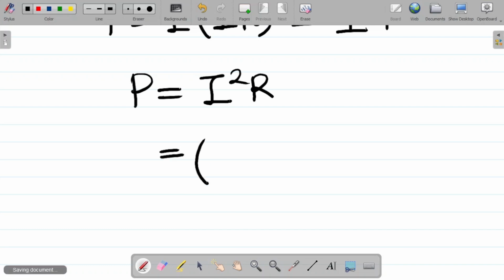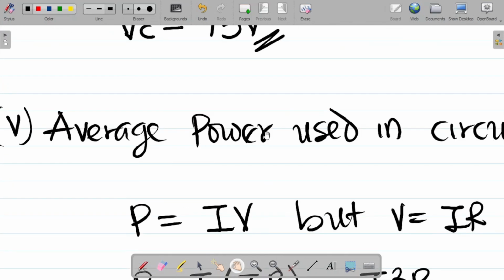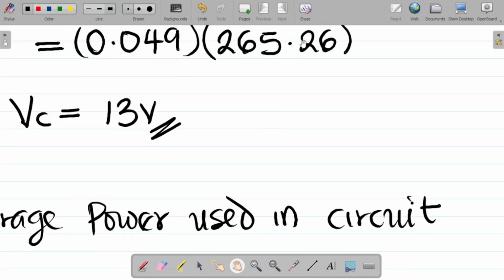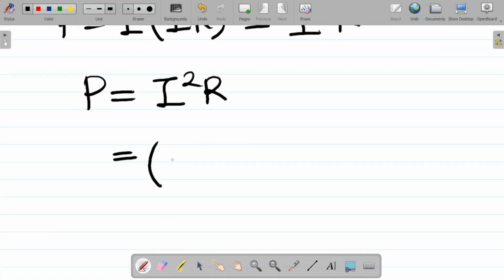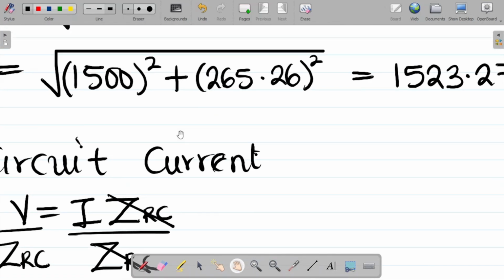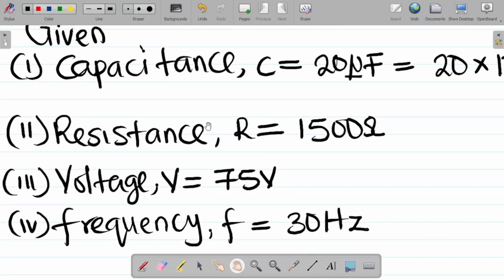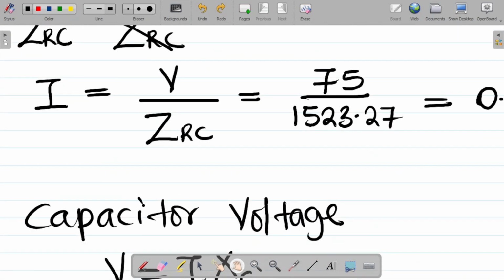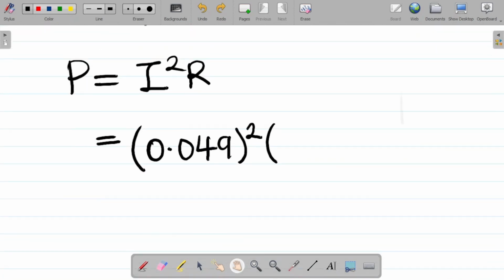Let's look at the value of the current again. If you look at this, it's 0.049. So 0.049 squared. Let's get R, the resistance in the circuit. Going back to my initial question, we'll see that they gave us a resistance R as equal to 1,500. That's this value you have here, 1,500 ohms. So having said that, I'll just bring in that value here and see what we get.